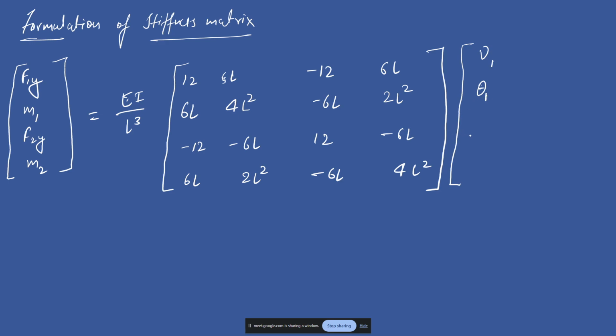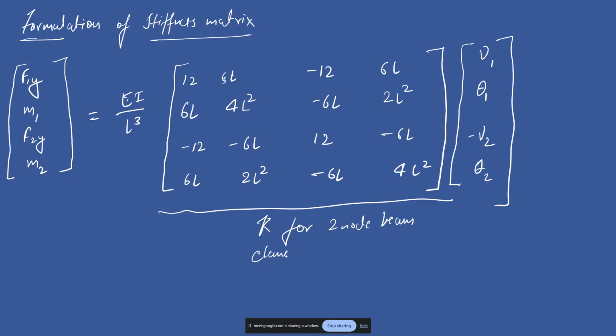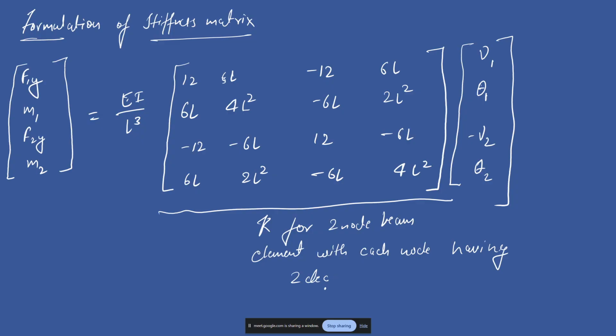U1, theta 1, then this is your second displacement and second rotation. So this is how your stiffness matrix looks like for a two node beam element with each node having two degrees of freedom, right? So this is your particular stiffness matrix.